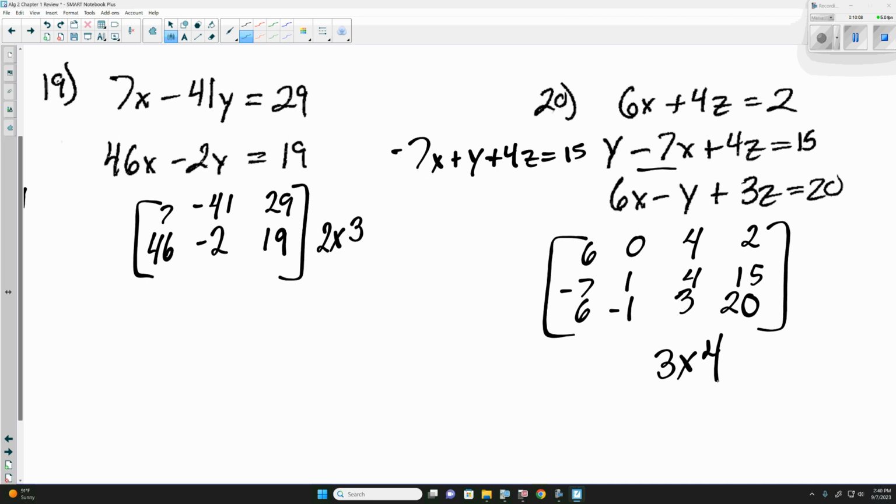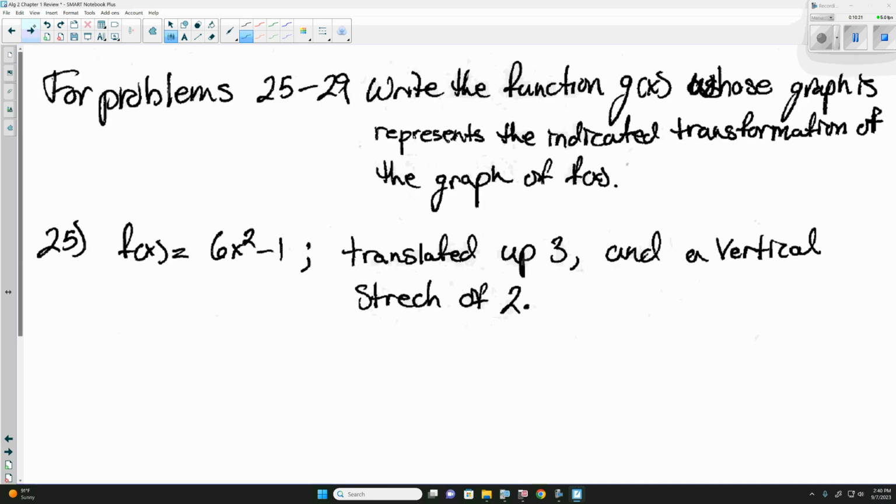Any other questions on 19 through 24? We good with 19 through 24? Questions on 25 through 29? This page here, 25 through 29. So let's do 25.